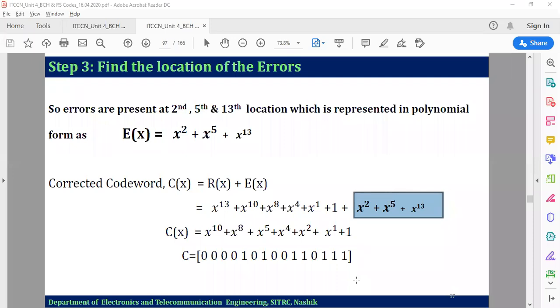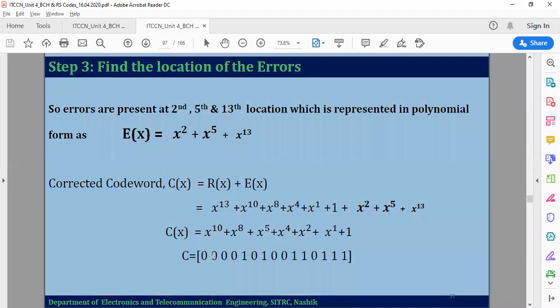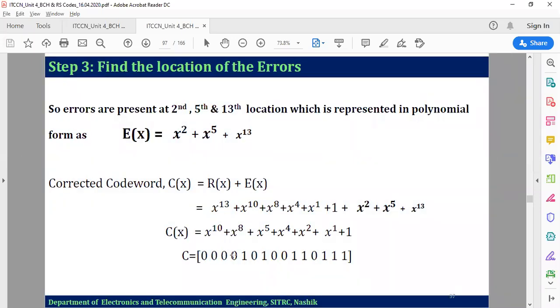So this is your corrected coded polynomial. So 13 will get cancelled. So your highest degree of the corrected coded polynomial will be 10. Your first four coefficients of those alpha x terms will be 0, because it is x14, x13, x12, x11.